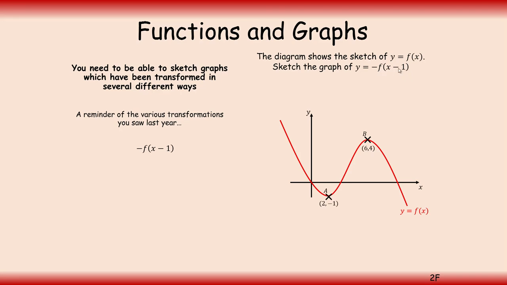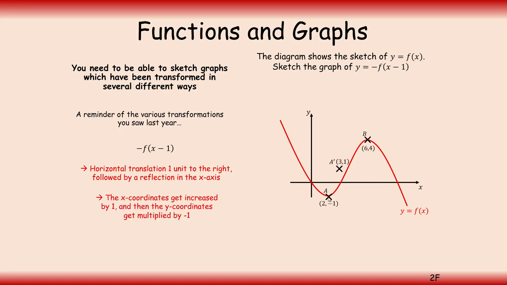X minus 1 means a shift to the right in the x direction, and then minus f of x means that we're going to reflect the curve. So we shift it to the right first, by 1, and then we reflect it in the x-axis.